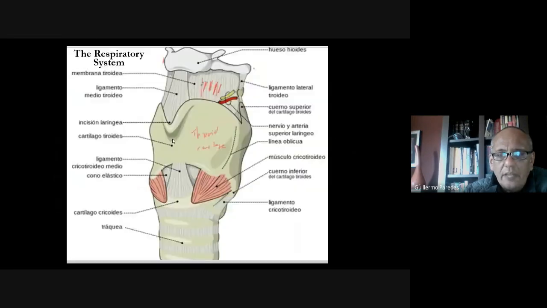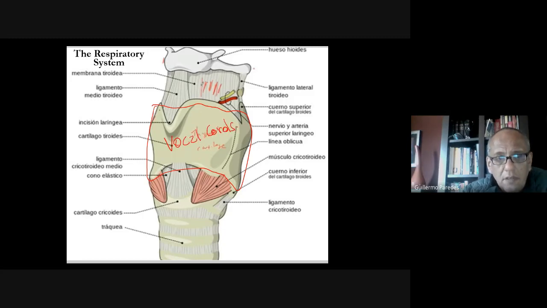All right, so the larynx is going to be this portion. This is the larynx. This larynx is the last portion of the upper respiratory tract, and it is going to contain the vocal cords.